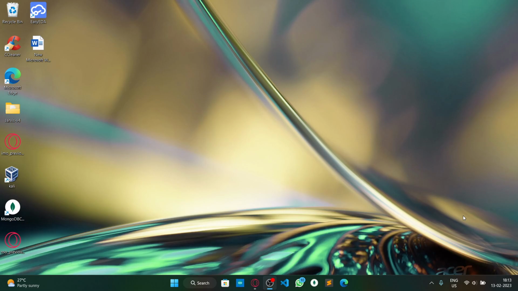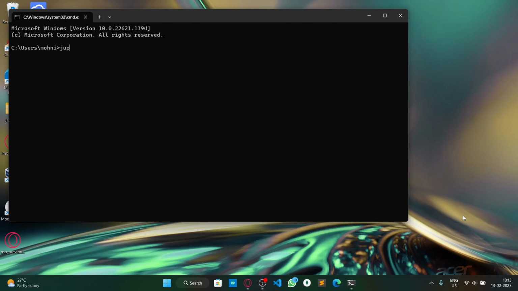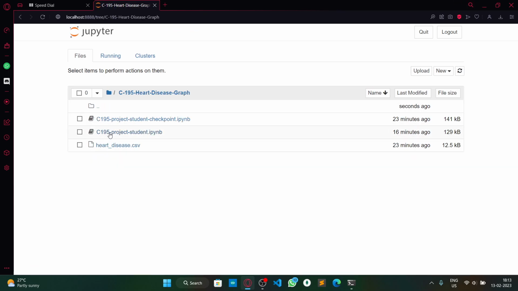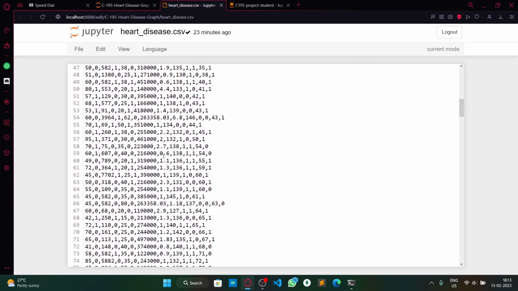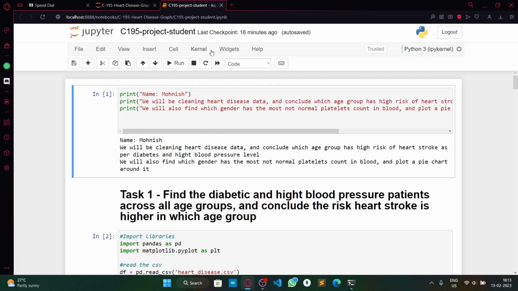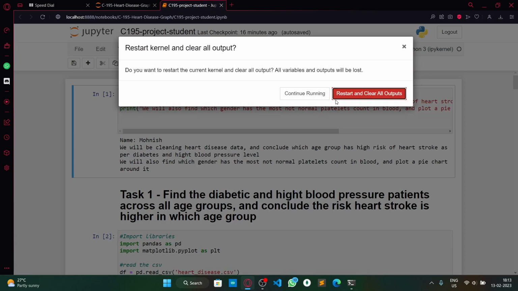So let's get started. Let's pick up that CMD here and type the command Jupyter notebook. So this is done in Python using Jupyter notebook. It will just open in a while. So done. This is the file, and this is the heart disease CSV which was provided from Kaggle. And then here comes the main thing. I'll just clear all the output.